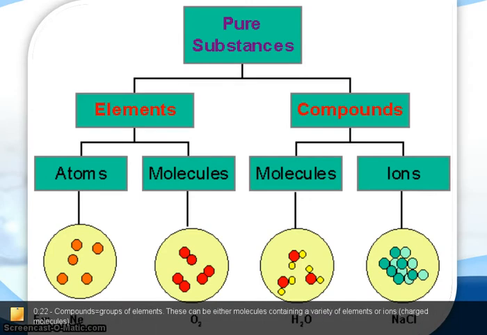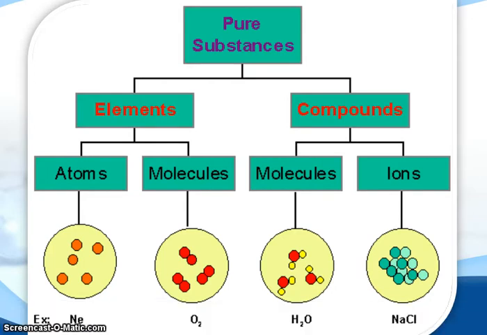Elements consist of atoms, which is the smallest unit of matter that has the same properties as elements, and molecules, which are groups of the same atoms. Compounds are mixtures of elements. They can also be broken down into molecules with different elements and ions, or charged elements.